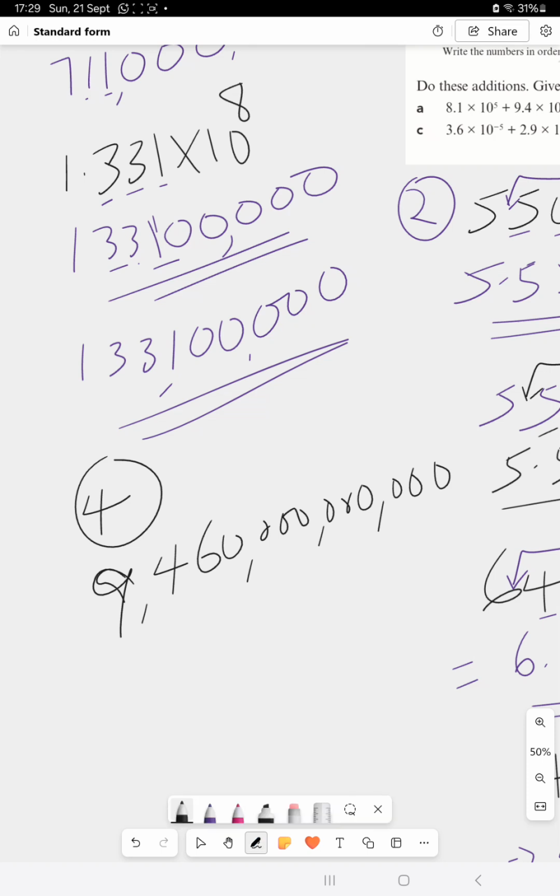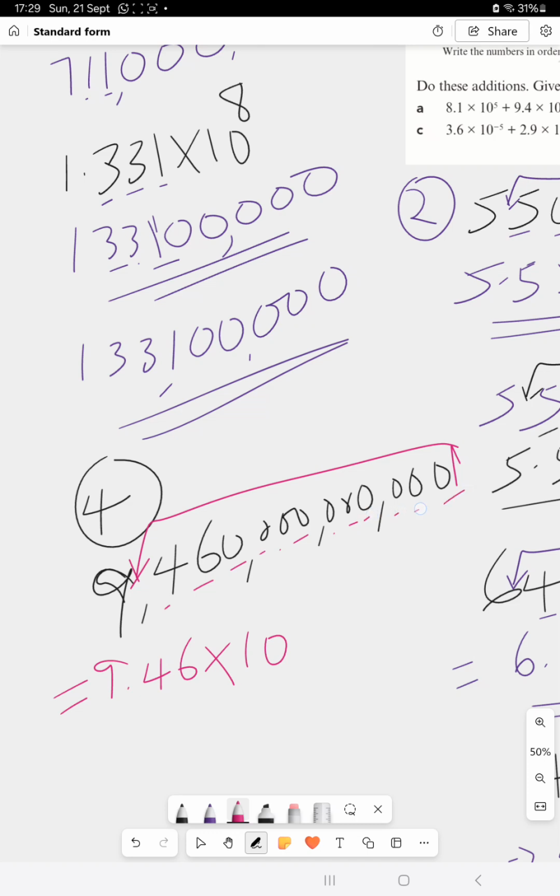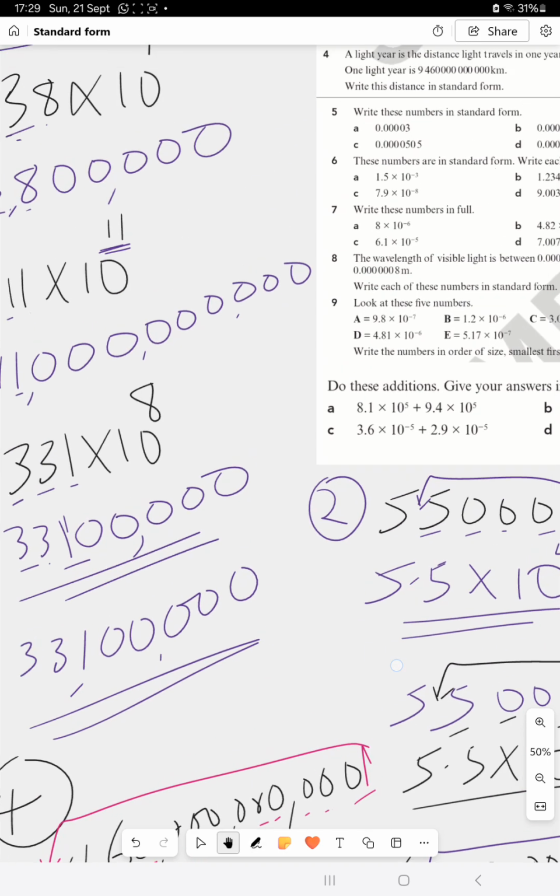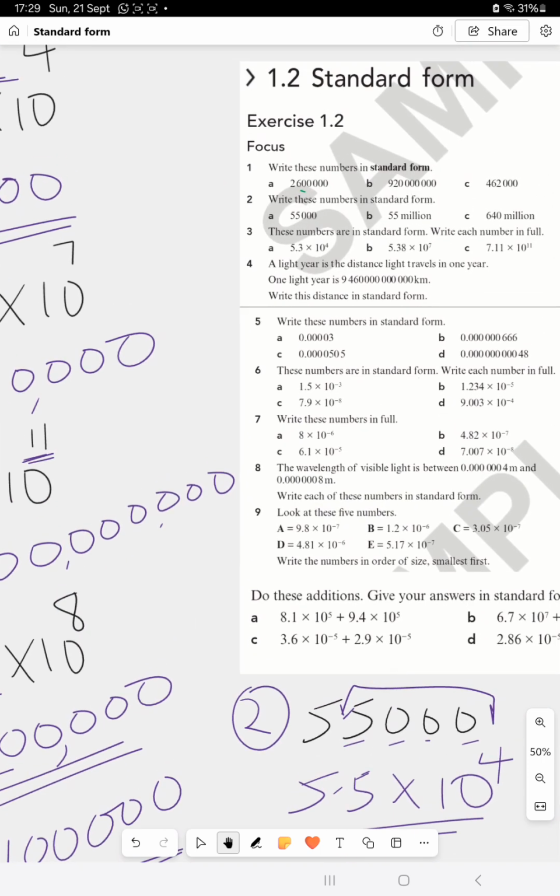Again, we solve this one together. We are shifting the decimal from this point all the way to here. And this means it is 9.46 multiplied by 10 raised to 1, 2, 3, 4, 5, 6, 7, 8, 9, 10, 11, 12. So 10 power 12. That is the standard form of that number.